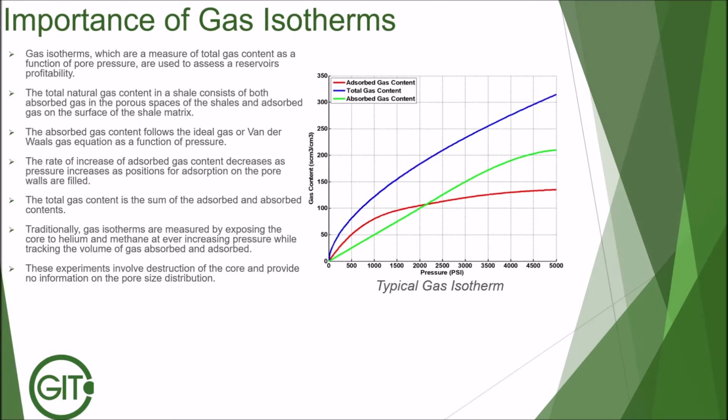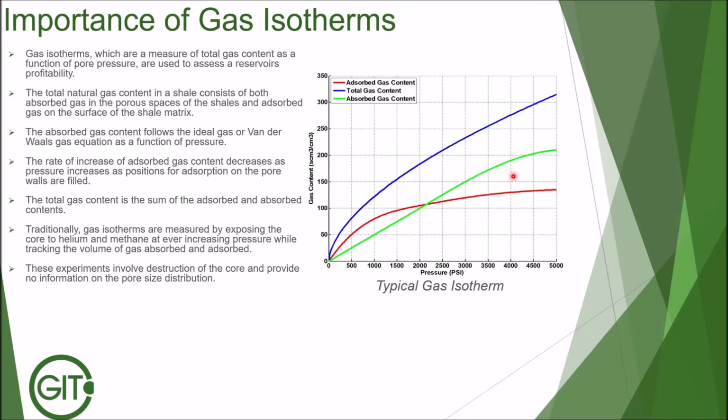Let's begin by talking about the importance of gas isotherms. Gas isotherms, which are a measure of the total gas content as a function of pore pressure, are used to assess a reservoir's profitability. The total natural gas content in a shale consists of both absorbed gas in the pore spaces of the shales and adsorbed gas on the surface of the shale matrix. The absorbed gas content follows the ideal gas or van der Waals gas equation as a function of pressure and is plotted, for example, here in green.